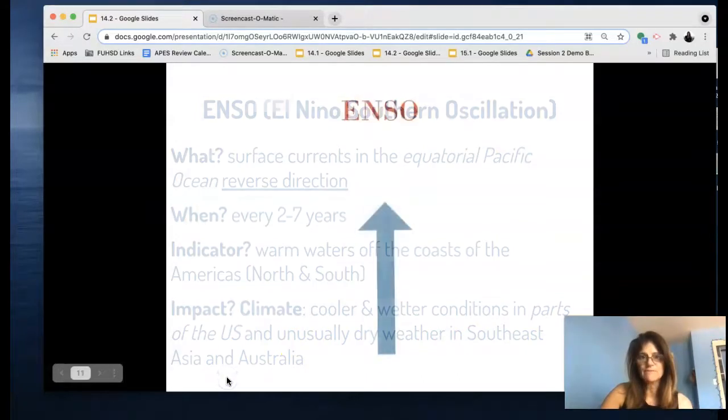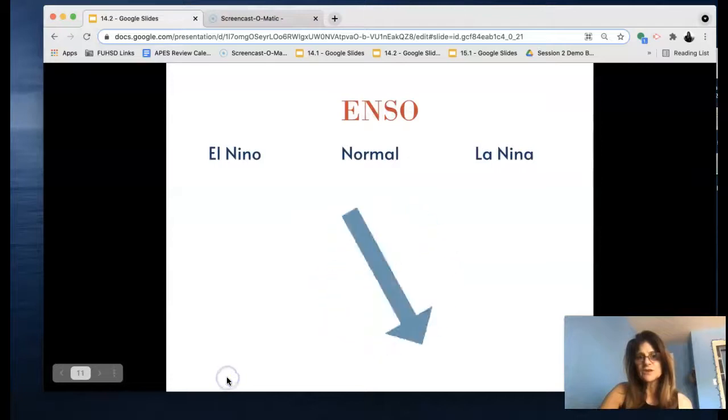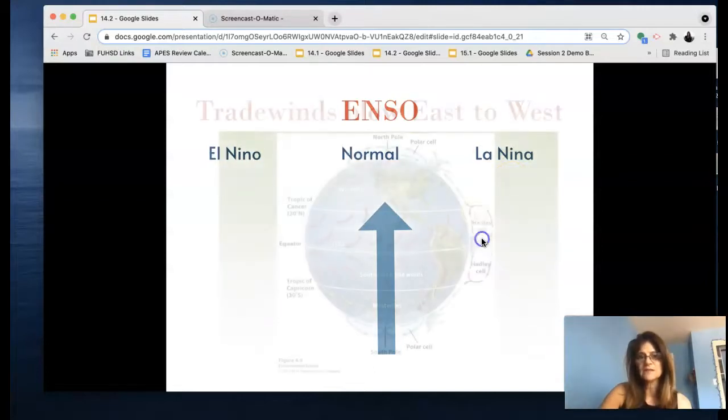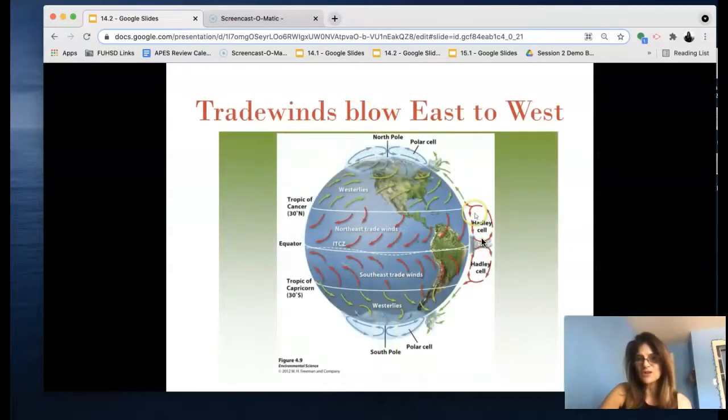Now, the reason it's called an oscillation is because we have normal conditions, but then at some points, every 2 to 7 years, we have an El Nino, and that is generally followed by something called a La Nina event. So it's El Nino Southern Oscillation. It has a lot to do with the trade winds, which normally blow from east to west in the northern hemisphere, and then in the opposite direction in the southern hemisphere.